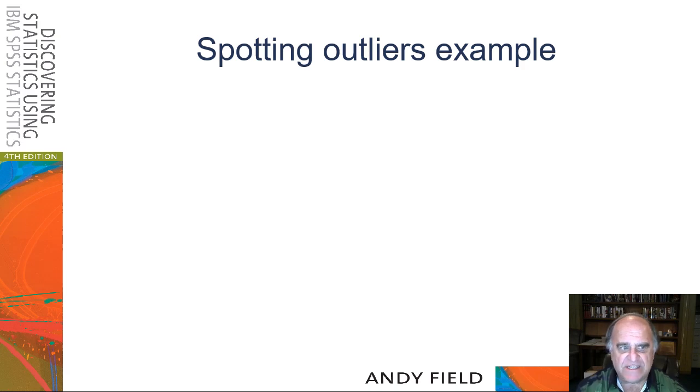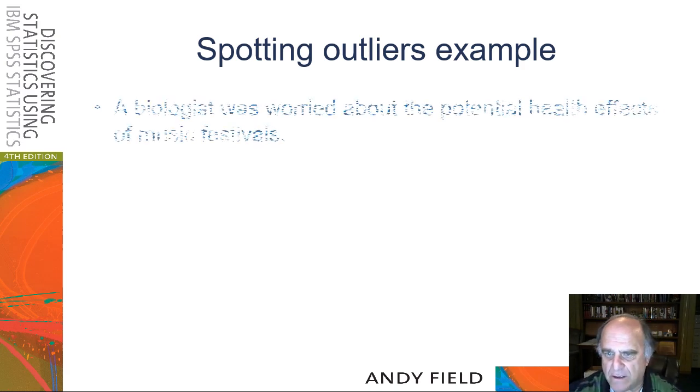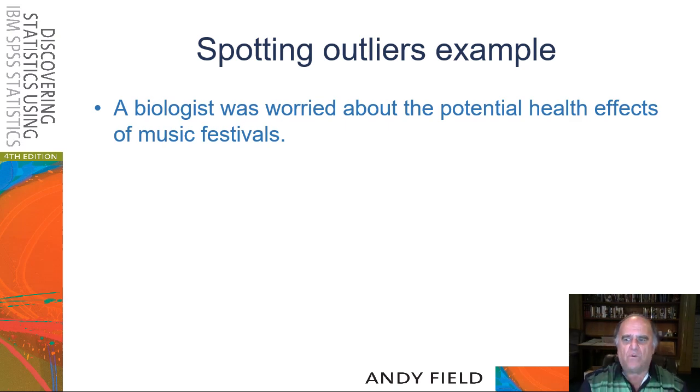Okay, so this is a slide from Field's book. And we're going to see that it has here an outliers example, or it tells us how to spot outliers. So Field is using a data set that he's created. And if you've read the book, you know it's a biologist who's worried about the potential health effects of music festivals. Field has a unique sense of humor, and he describes some pretty unique studies in his book, but this is one at a music festival. He's looking at hygiene.